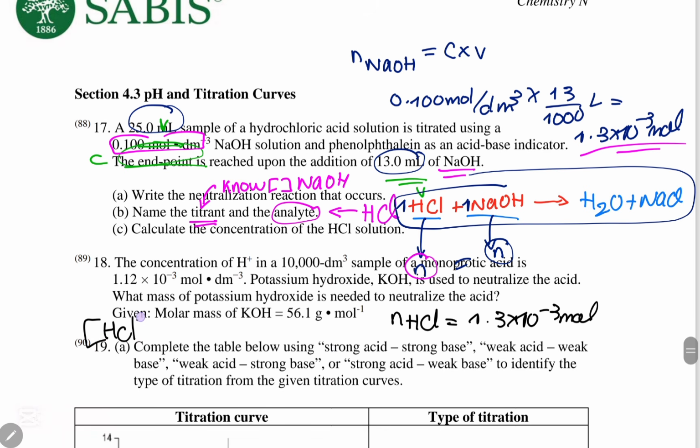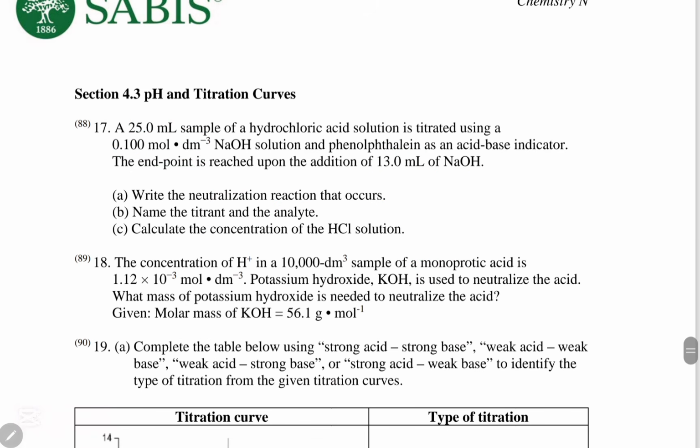The concentration of HCl is equal to the number of moles of HCl, which is 1.3 times 10 to the power of minus 3, divided by the volume, which is 25 times 10 to the power of minus 3, because it's in milliliters, so I need to divide by 1,000. Put it on your calculator, and I got an answer of 5.20 times 10 to the power of minus 2 mole per decimeter cubed, and this is the concentration of the HCl solution. Okay, that's it for question 17.